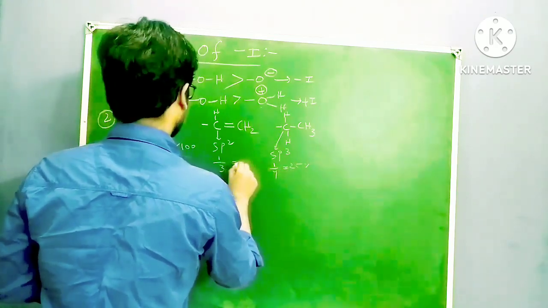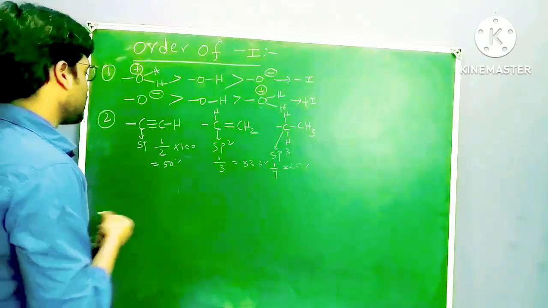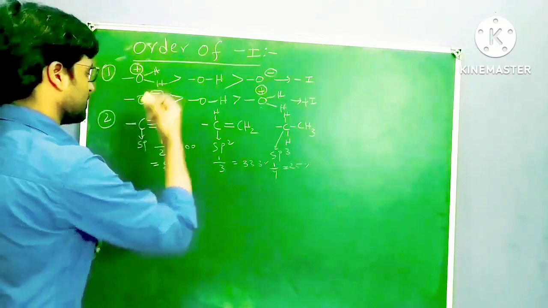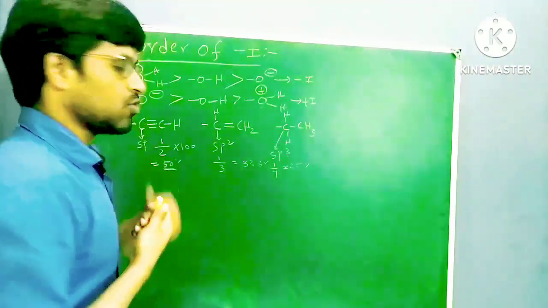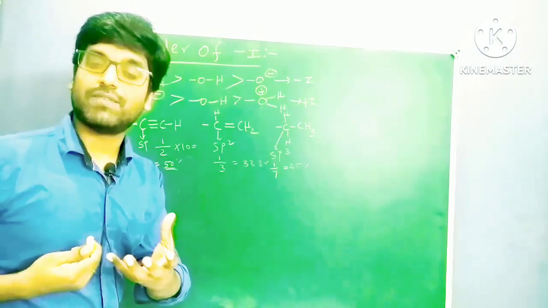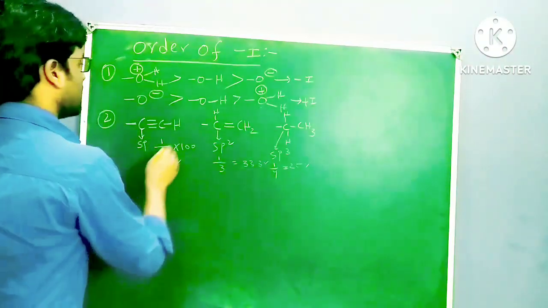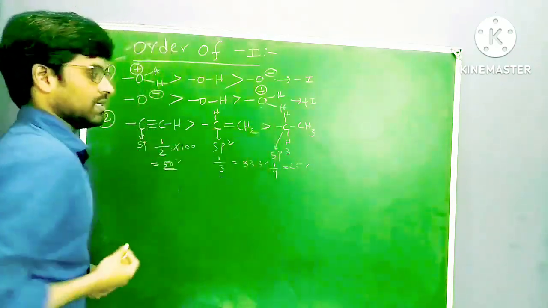This is approximately 33.3%. Right? Now if you see, the percentage of s character for this group is higher. Whenever the percentage of s character is higher, the electronegativity of this carbon is higher. When electronegativity is high, that means minus I is high. So here the minus I is high for this, and this is the order.